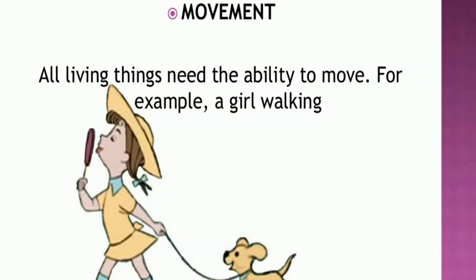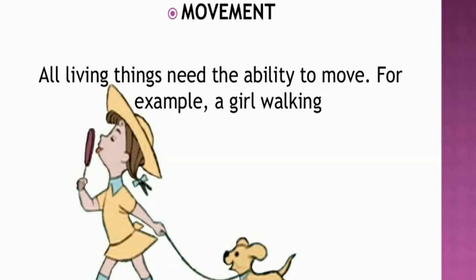Movement. These are examples of living things. All living things have the ability to move. For example, a girl is walking. Here we can see the girl is walking. All living things can move.